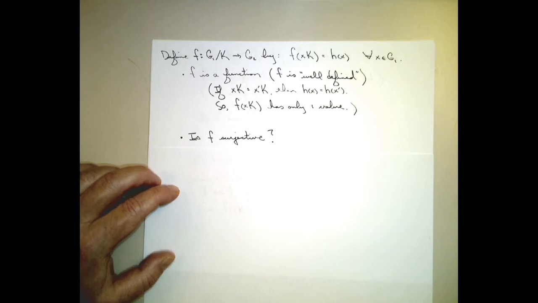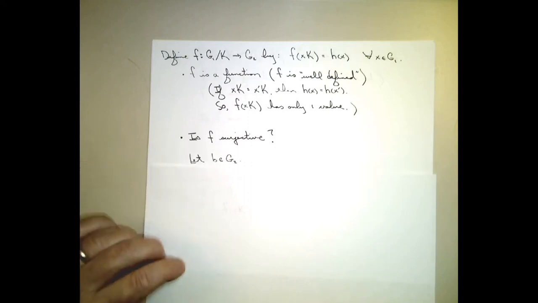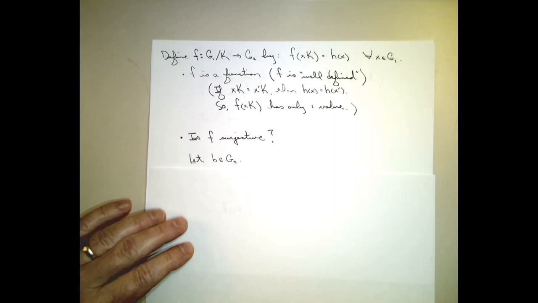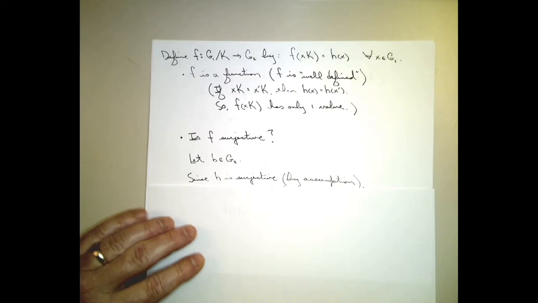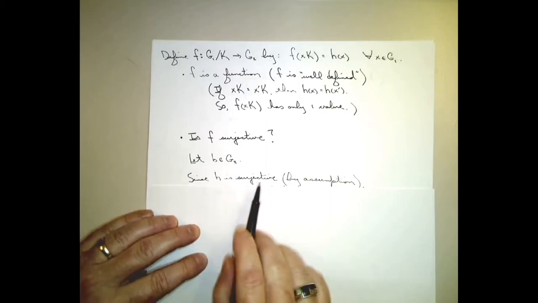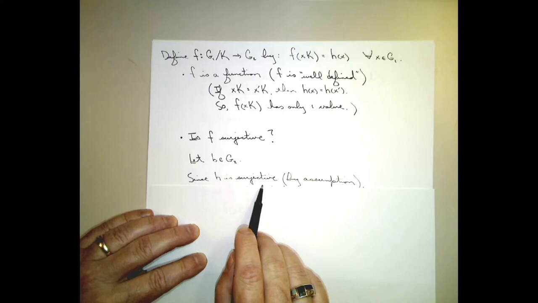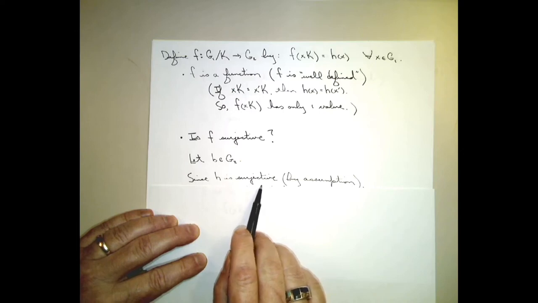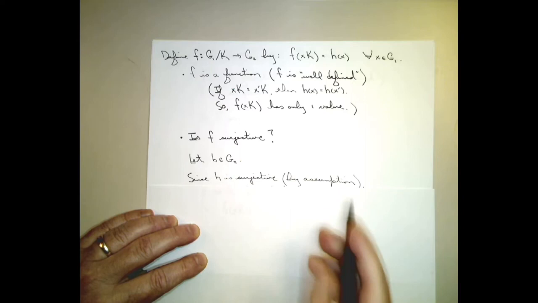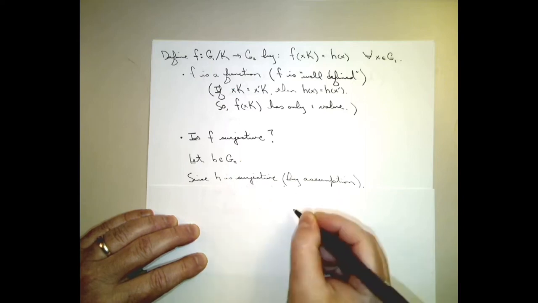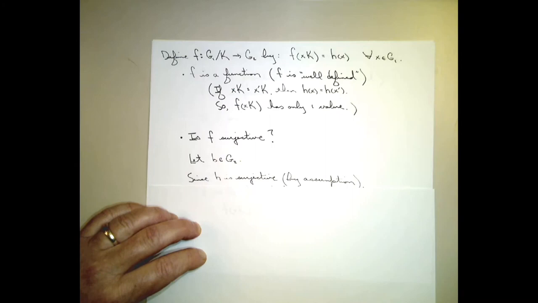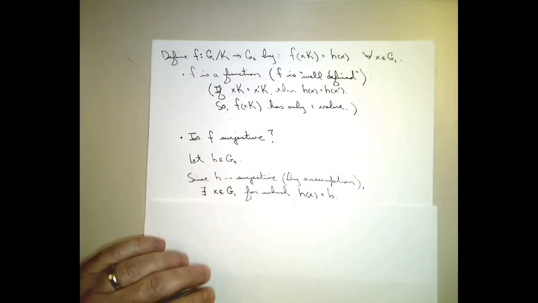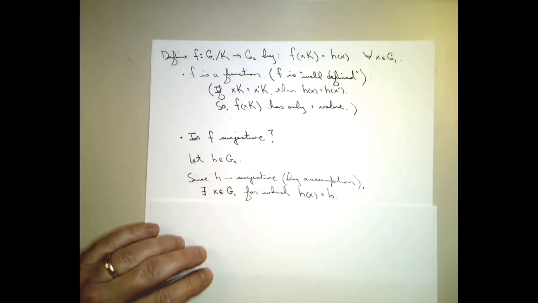How are we going to do that? Well, let's start with something in G2. Remember, we assumed that H was surjective. We presumed that H was a surjective function. And so since H is surjective, and H, remember, is going from G1 to G2, there's going to be something in G1 that H maps to b. There has to be something in G1 for which h of x is equal to b.